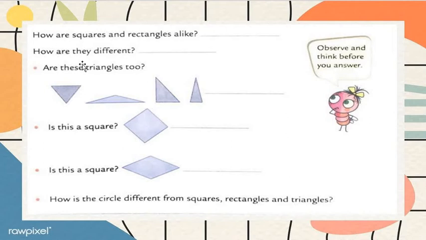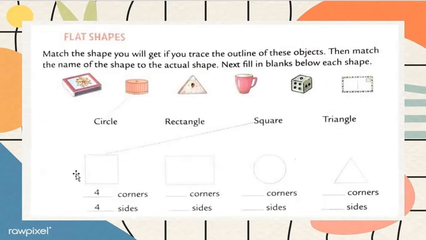Now, how are they different? A rectangle's length is the same, but its width is high. So that's the difference. Are these triangles too? See this, all are triangles. So what to do? Yes, yes.